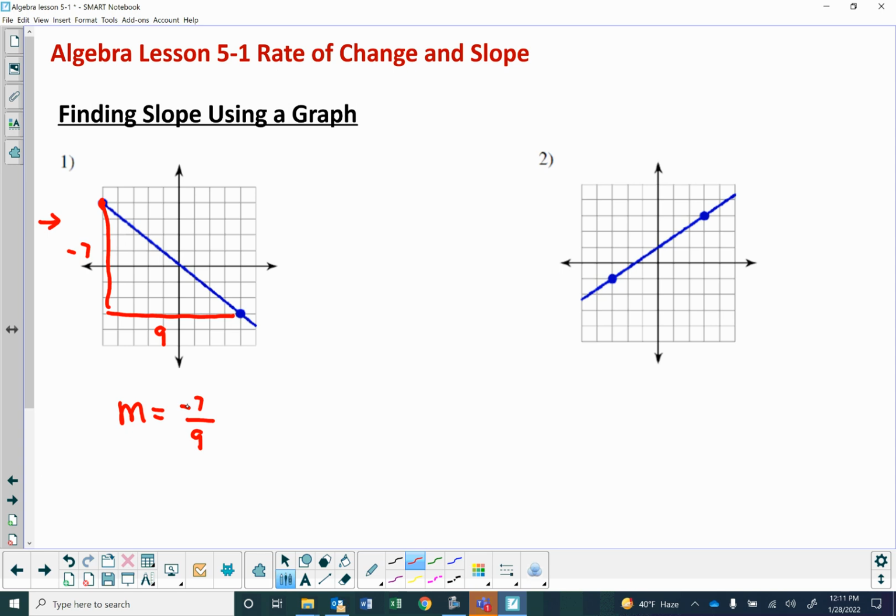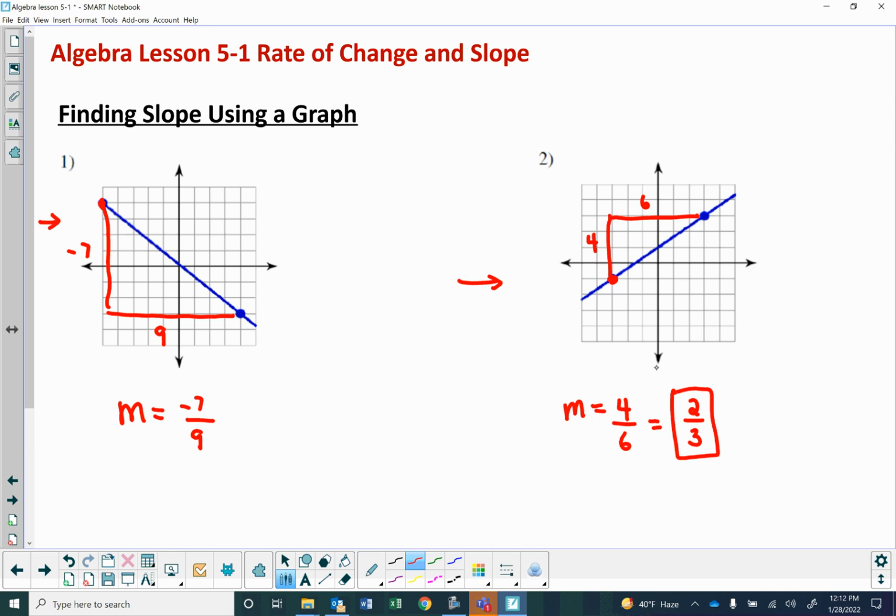If we look at problem number 2 here, I can do the same thing that I did before. Remember, reading from left to right, I'm going to encounter this point first. Now this time I'm not going down. In order to get to the next point, I have to go up and to the right. Up is positive, right is positive. So my slope should stay positive here. So if I count the number of squares, 1, 2, 3, 4, 1, 2, 3, 4, 5, 6. So my slope here is 4 over 6, which we need to reduce, which is 2 over 3. So my slope is 2/3.